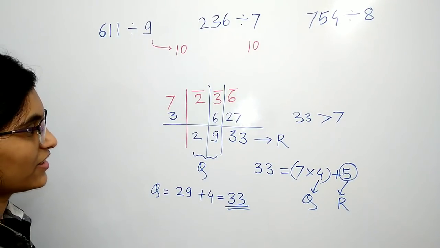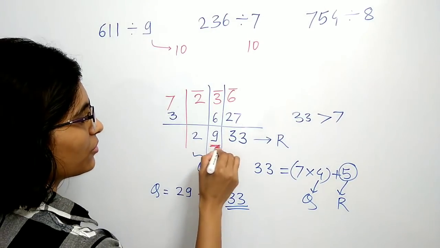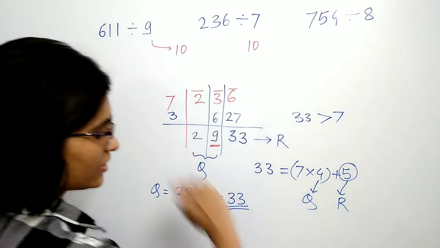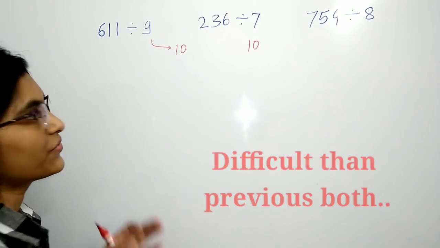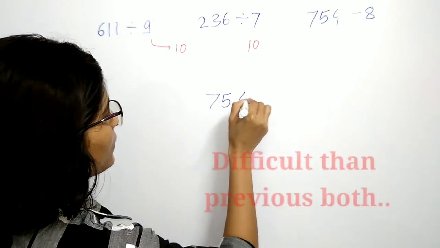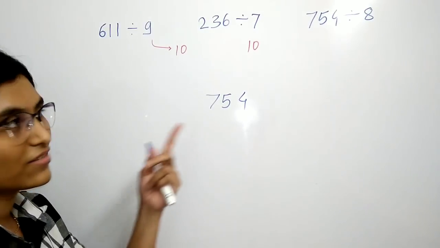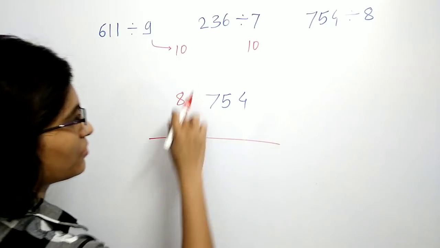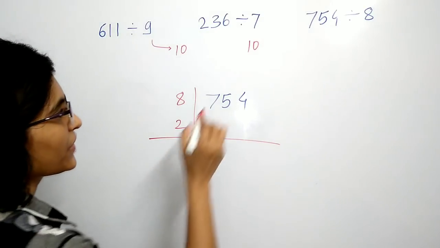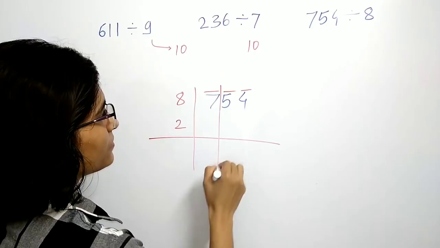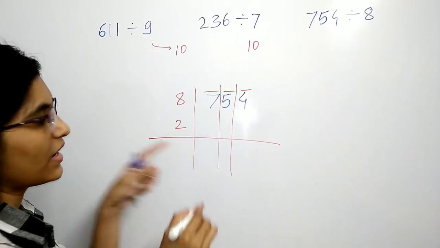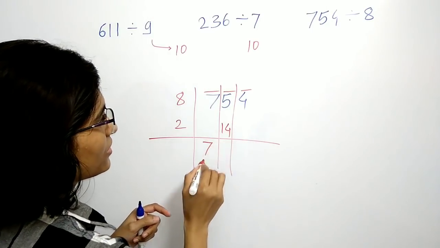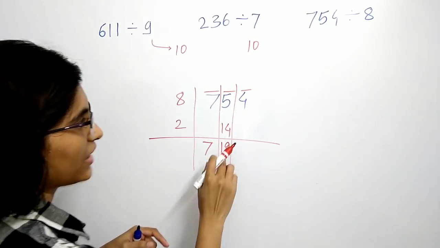Now there is another case. What if we have a two-digit number over here in place of 9? So for this, let us solve another one. So take 754 divided by 8. Now the number 8 is closer to 10. So write 2 over here because 8 plus 2 gives us 10. Partition this number. Write 7 as it is. Now 7 times 2 is 14 and addition is 19.